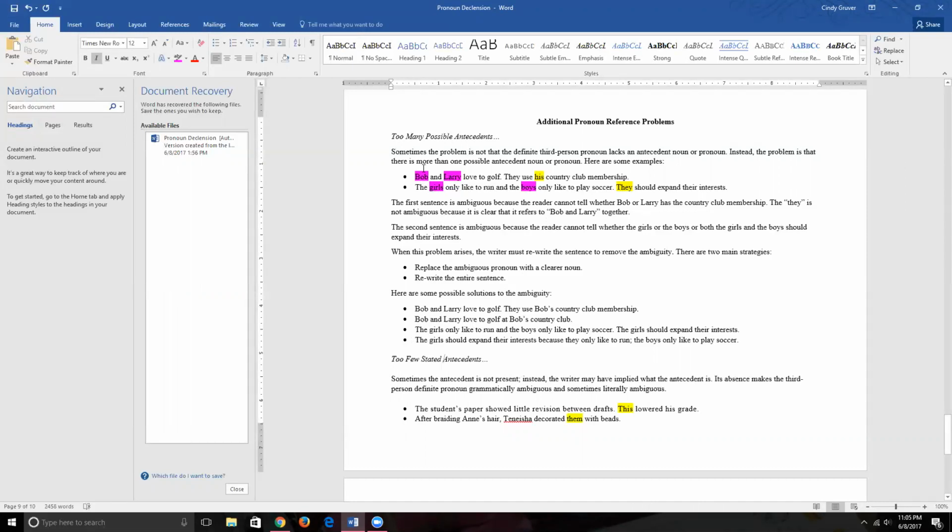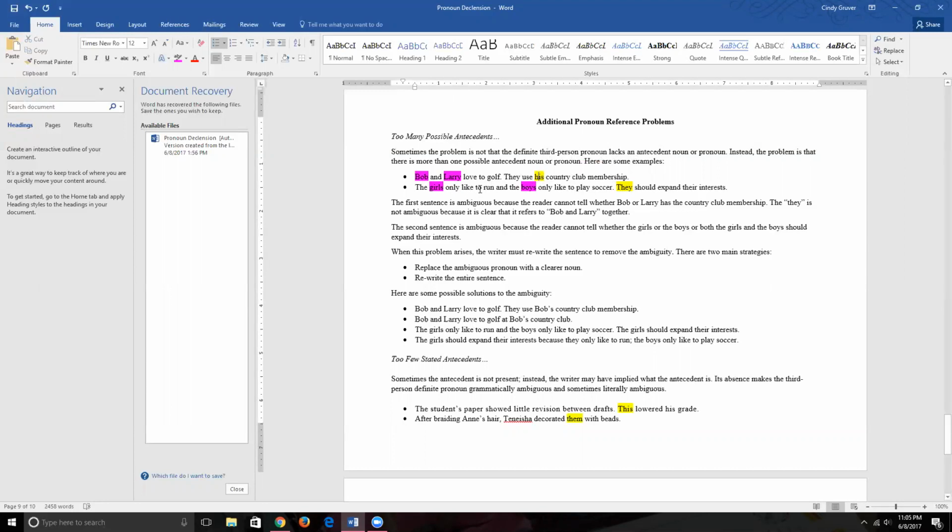We have Bob and Larry. Bob and Larry love to golf. They use his country club membership. Well, which his is it? Is it Bob's country club membership or is it Larry's country club membership? We know it's just one of them because we're saying his, not their, right? And so we know it's either Bob or it's Larry. It can't be both, but we can't tell from here which one it is. It is ambiguous.